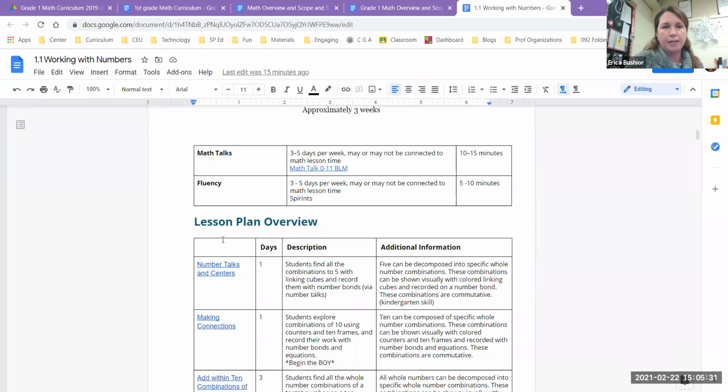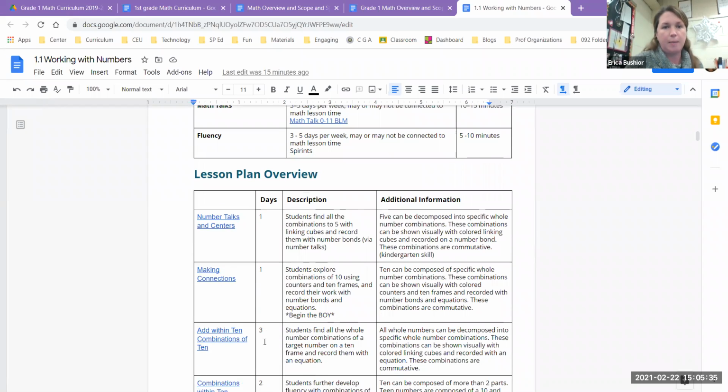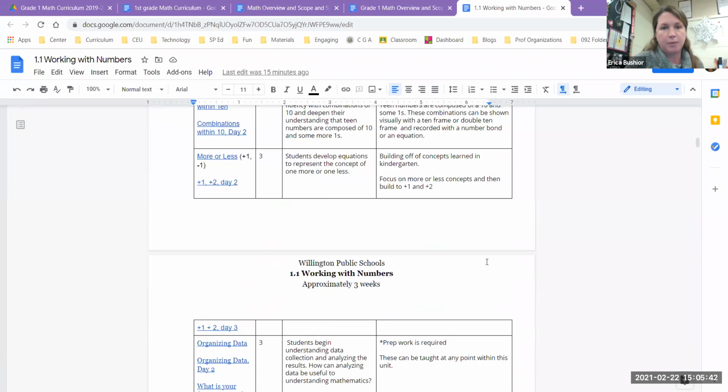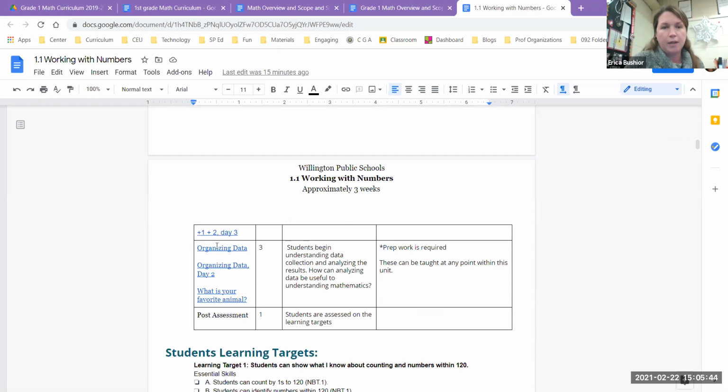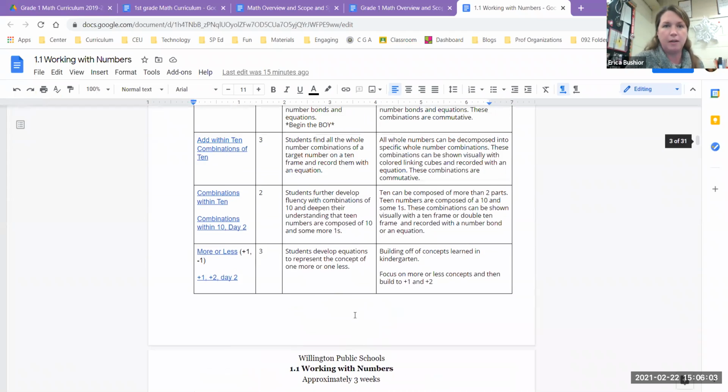And then it has the whole lesson plan overview. So all the links to the lessons, which are all in this document, how many days it's going to take them, the description of what's going on, and any additional information they need to know. So for example, if they read through all this, the data section can be taught at any point. So if they know they're going to be out one day, this might be a lesson they want to put in as opposed to a heavy meatier lesson. So teachers know that they can move these 3 lessons around throughout the unit. They don't need to be at the very end. So some flexibility within the units.